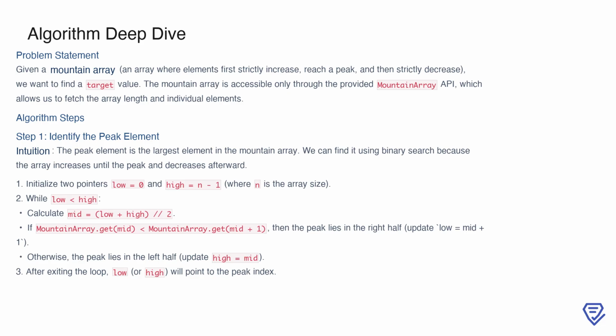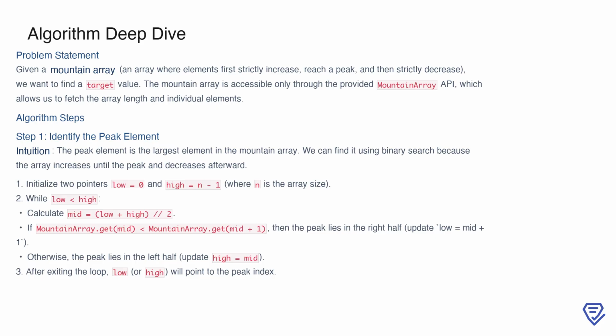In this problem, we are working with a mountain array, an array that increases to a peak and then decreases. The goal is to find the index of a specific target value within this array. However, we can only interact with the array through the mountain array API, which provides methods to fetch the array's length and access individual elements. To solve this efficiently, we will break the process into 3 steps, starting with identifying the peak element.